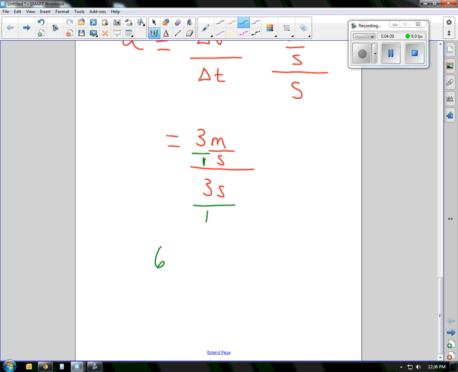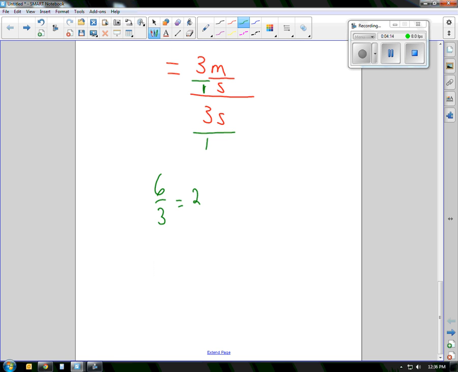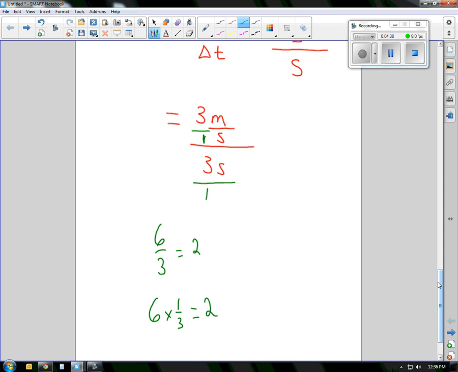Let's go 6 divided by 3. Well, we know that in our head, that's 2. But do you also know that 6 times 1/3 will give you the same answer? Okay, so dividing by a number is exactly the same as multiplying by its reciprocal. You're going to flip the denominator, number 3, around and make it a third. So we can do exactly the same right up here. We can say 3 meters in 1 second times, let's flip this around, 1 over 3 seconds.